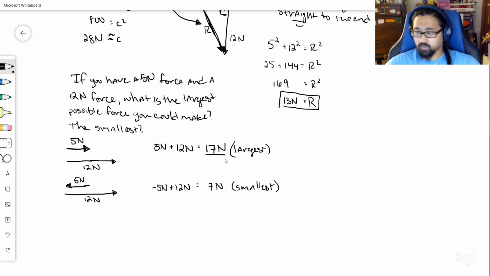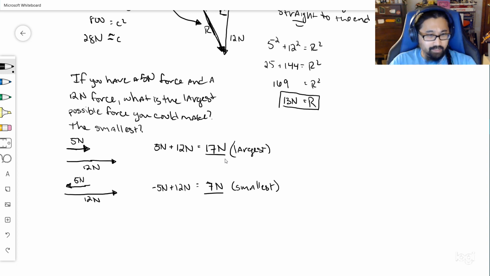You know, I think, well, what if it's 5 and then negative 12? I mean, that's negative 7 newtons. It's still a magnitude. The size is still 7 newtons. We're arguing over the direction, right? I'm arguing over is it going one way or the other way, but it's still only 7 newtons. All right, so I can make a 7 newton force if I point them exactly opposite directions.